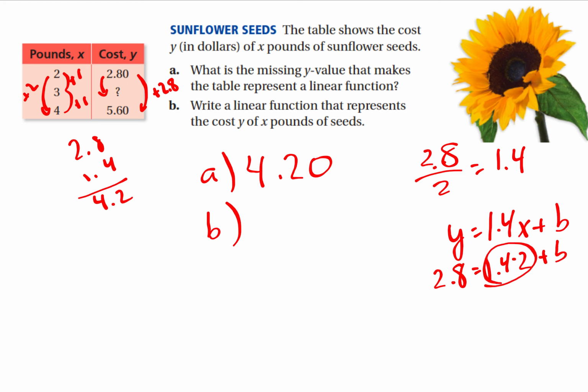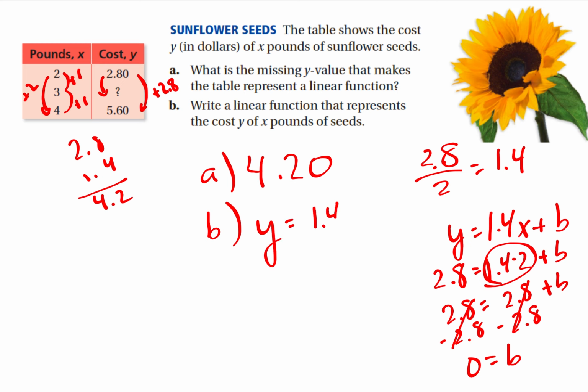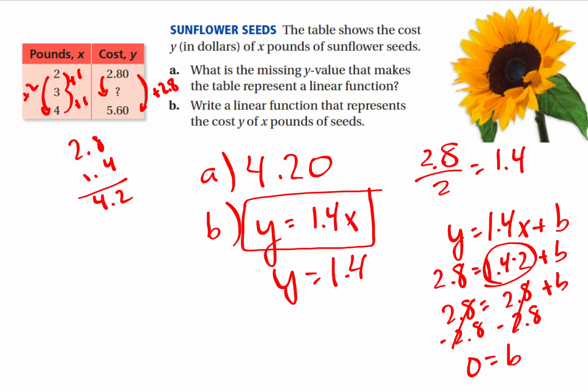And 1.4 times 2 is 2.8. Oh, that's interesting. We subtract 2.8 from both sides, and we get b equals 0. So it's just y equals 1.4x plus 0, and that's it for finding the cost. I might put that as 1.40 because it's dealing with money.